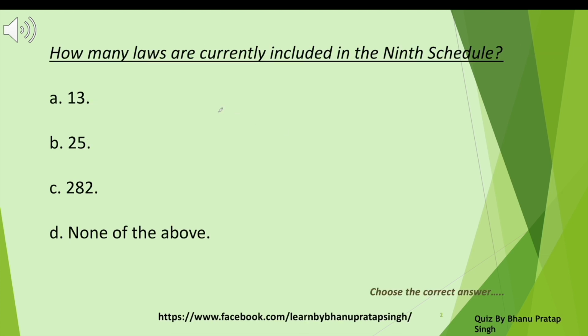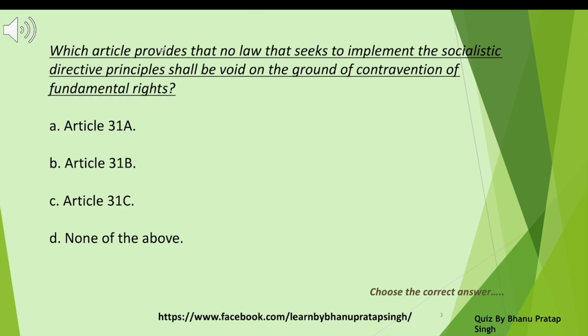Second question. How many laws are currently included in the Ninth Schedule? Option A 13, option B 25, option C 282, option D none of the above. So how many are included in the Ninth Schedule? Let's see the answer. 282.